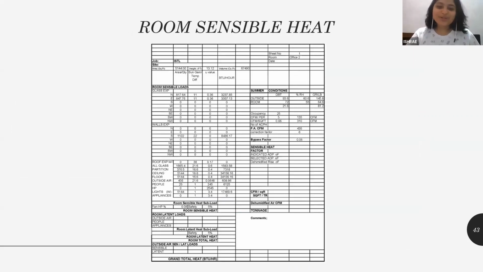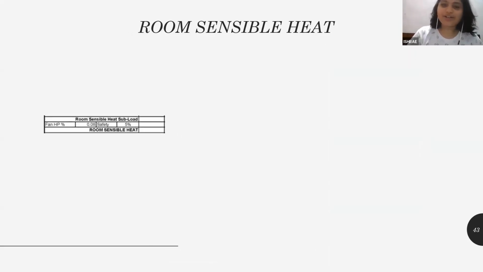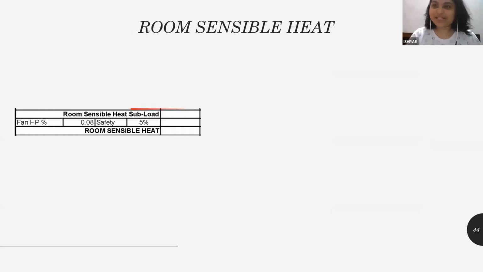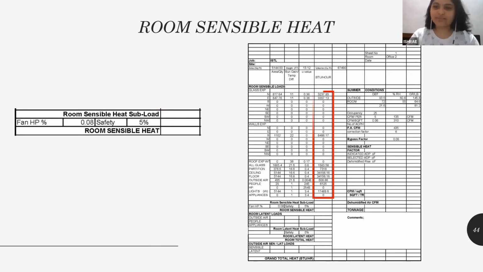So what we're going to do is get the total room sensible heat. Now, the total room sensible heat will be basically the summation of everything we have calculated so far, and it will come here. 1,30,916 BTU per hour is my room sensible heat.